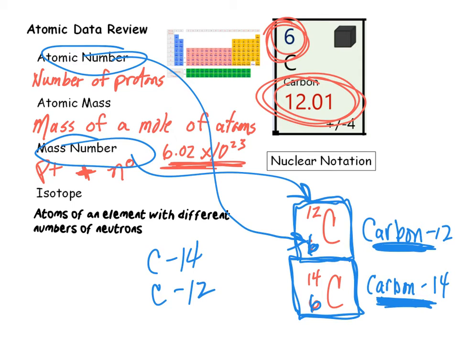All right, other elements have more than 2 isotopes. It kind of depends on the element and the size of the nucleus. All right, so that's a little bit of review.